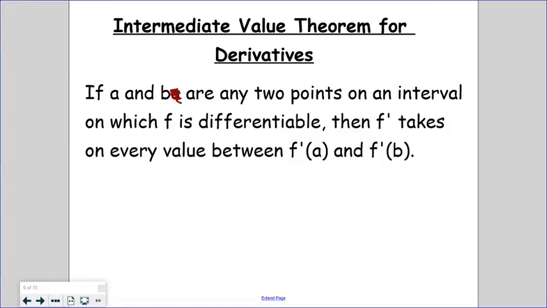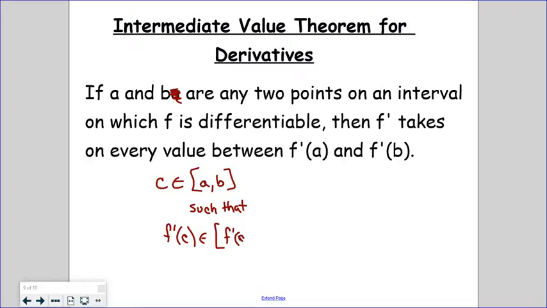So again, what is this saying? It says that if our function is differentiable on the interval from A to B, then there exists some C on that interval such that the derivative at C exists somewhere on the interval from f prime of A to f prime of B. Was true for a function and all of its values is true for its derivative and all of its values. Okay.